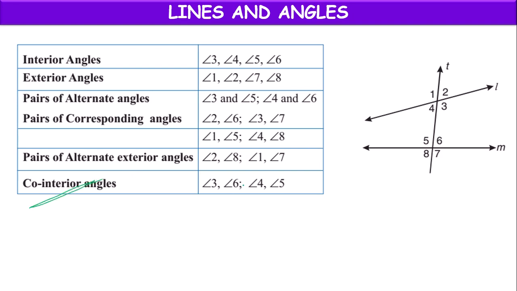Next, co-interior angles, lying in the interior on the same side. 3, 6 are co-interior, 4, 5 are co-interior.